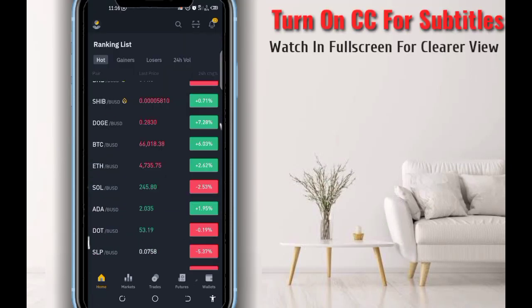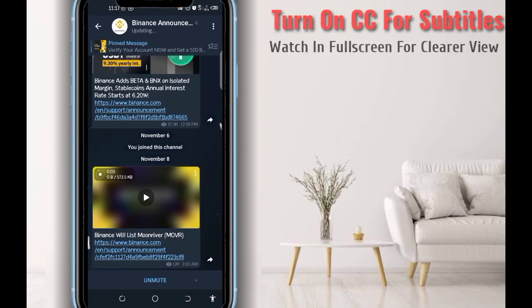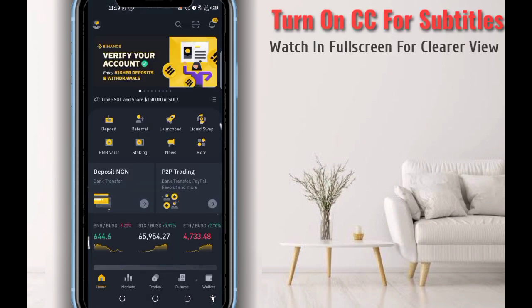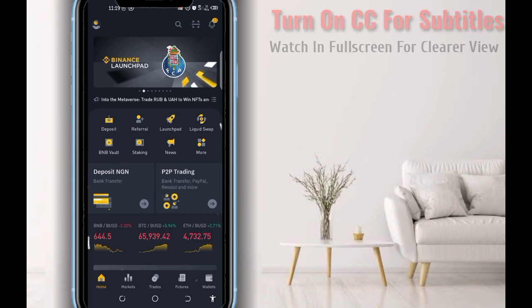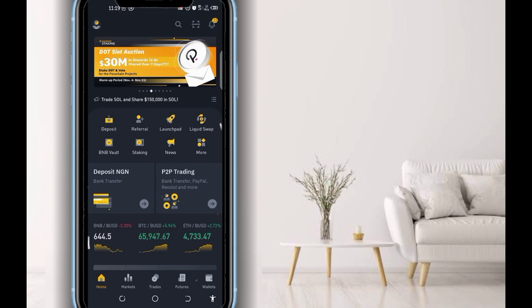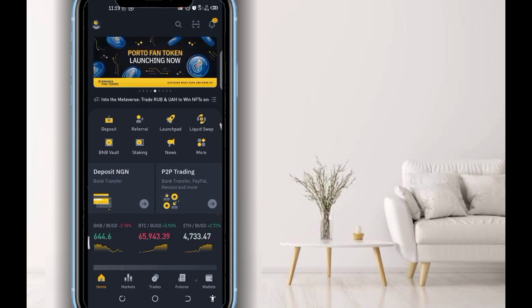If you have been following Binance on their social handles, and if you are on their official Telegram channel of 433,000 members, you will notice that Binance is partnering with FC Porto. In this video, I'm going to show you how you can get this token before it is listed on Binance for trading. In addition, I'm going to show you how you can make up to 10x your money on the very day of Binance listing for trading.